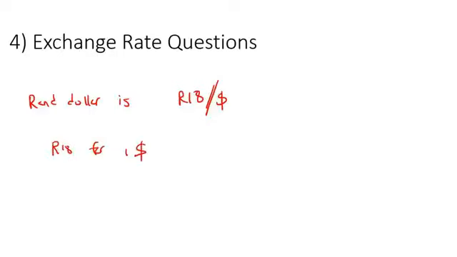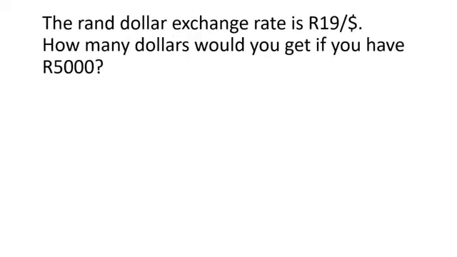Okay? So if you arrive in America and you give them 18 rand, they will give you $1. If you give them 36 rand, then they will give you $2, because 36 is double 18. If you give them, let's say, 54 rand, then they will give you $3. You get it? Okay, so let's go do some examples.